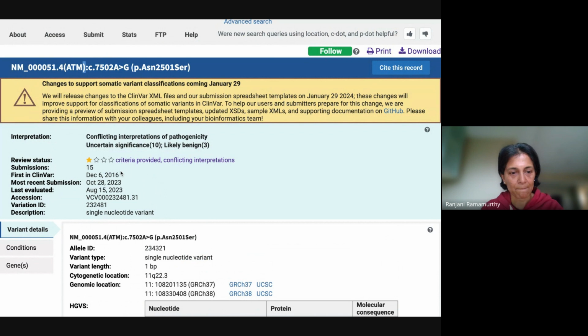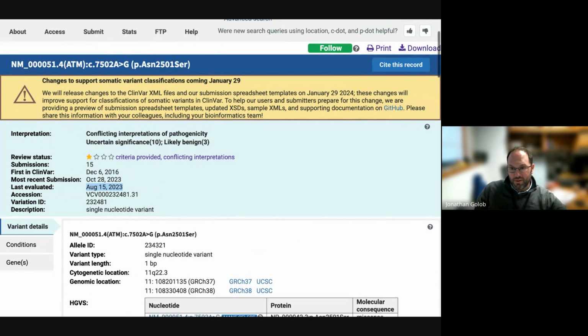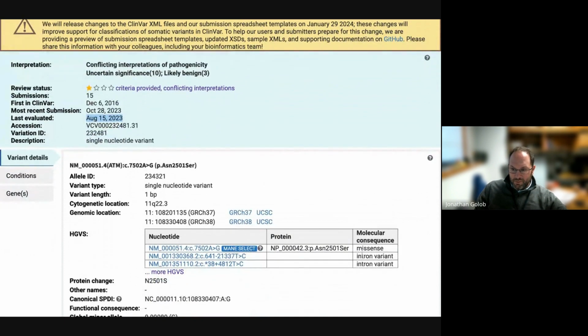Precisely. And you can see here that this particular variant was first submitted in 2016. It was last evaluated in August of last year, 2023. Different groups have submitted it, so it's been seen in more than one study. People have disagreements about what it means, but this is a little more of what we were talking about. It's a single nucleotide variant, only 1 base pair long, and it is a missense. So in other words, this does affect the amino acid in this protein. The protein will still be made, but you're going from an ASN, or asparagine, to serine.